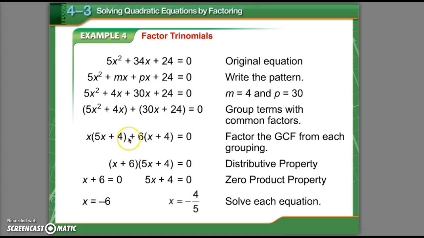So then we're going to look at this first set of terms and this second set of terms, and you should be able to see, remember this is a 5x plus 4, that each of them has a 5x plus 4. So you pull that out. The leftover stuff is x plus 6. That goes in front, and gets its own set of parentheses. Then you're going to solve each equation by setting each one equal to 0. You'll get the answers of -6 and -4/5 when you solve each of those.